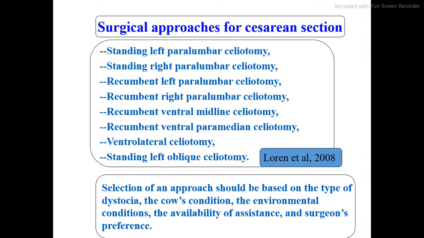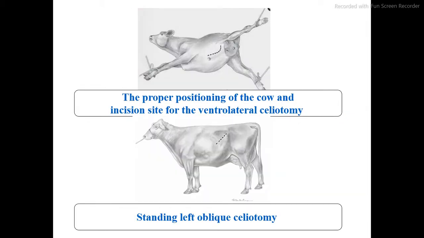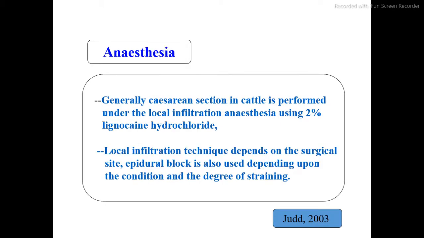Lauren et al., 2008. Standing left paralumbar celiotomy. The placement of the incision is indicated by the dashed line. Recumbent ventral midline celiotomy and recumbent ventral paramedian celiotomy. The proper positioning of the cow and incision site for the ventrolateral celiotomy. Standing left oblique celiotomy. Anesthesia.